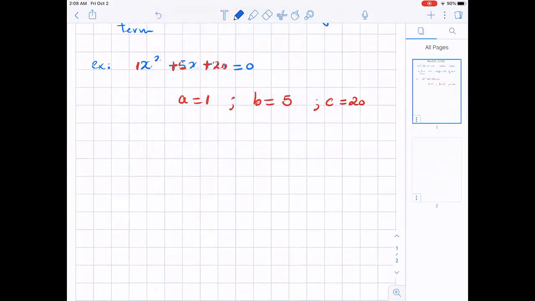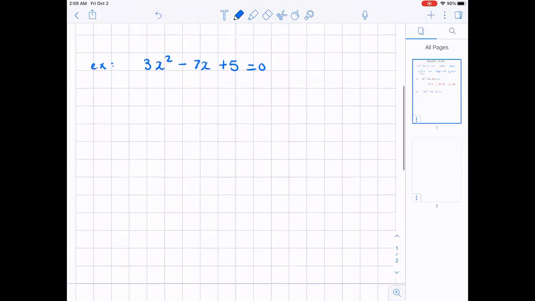Example of another quadratic, we have 3x squared minus 7x plus 5 equals 0. In this scenario, a is equal to 3, we're getting that from here. b is equal to minus 7, we're getting that from here. And c is equal to 5, and that comes from there.